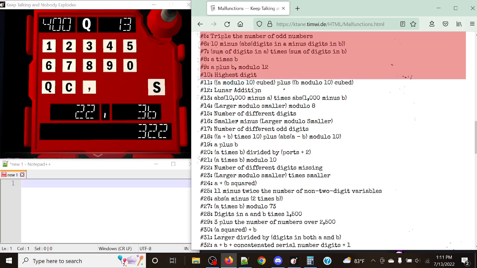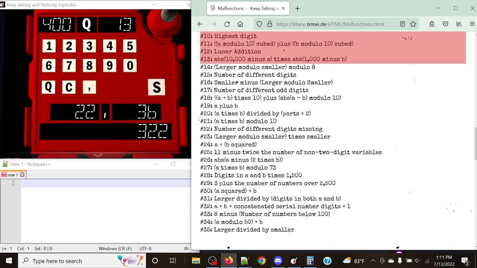A modulo 10 cubed plus B modulo 10 cubed, that's not going to work. Lunar addition doesn't work. Absolute value of 10 minus A, 10,000 minus A. This is a very large one. You'll know when you get this one, trust me. From experience, I can say that for sure. So not going to work. Especially if you're using low numbers like I am, 22, 36, you'll know. Larger modulo smaller, modulo 8, nope. Number of different digits, nope. Smaller minus larger modulo smaller, nope. Number of different odd digits, no.